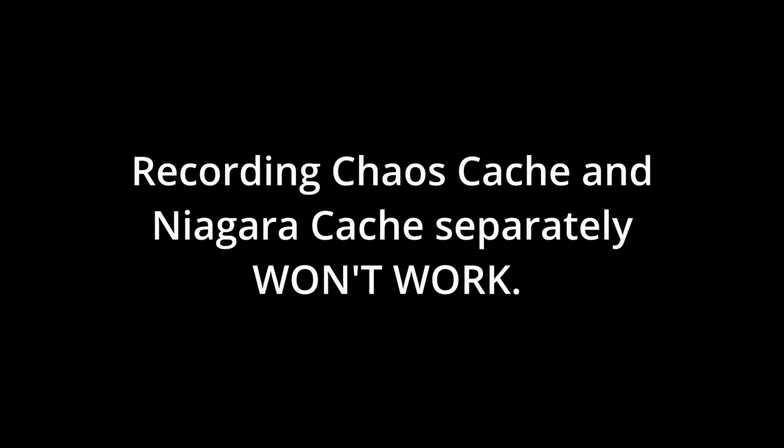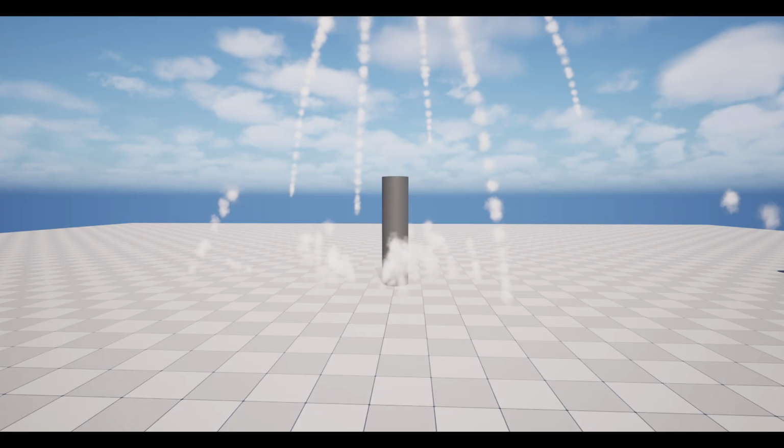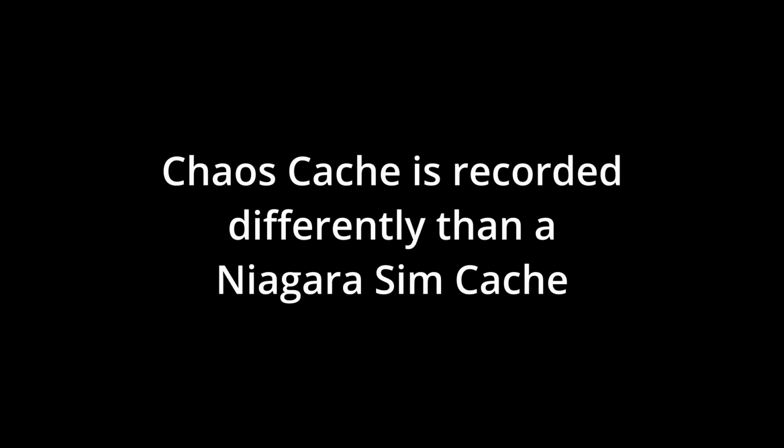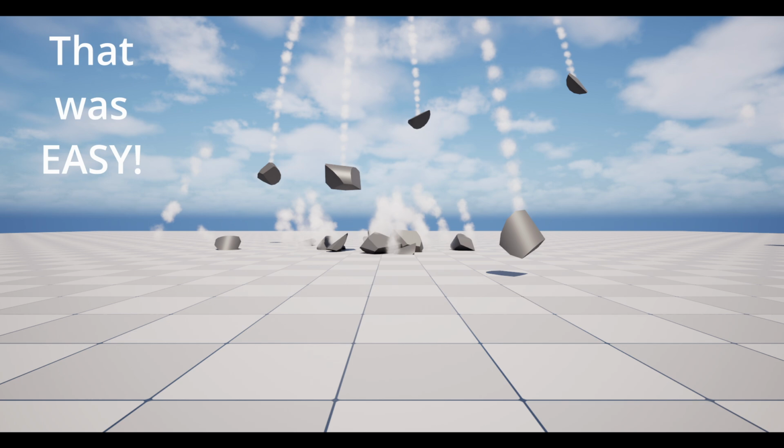The other issue is that the chaos simulation is not deterministic, meaning it's not exactly repeatable. So you just can't record your chaos cache, then reset your scene and record your Niagara particles. Because when you play them both together, your particles won't be synced up with your fractures, like in the case with trailing particles. And to make matters worse, the way you record a chaos cache is not the same process used for a Niagara cache. On the positive side, the overall process isn't difficult at all. There's just a lot of little steps that you can't skip.